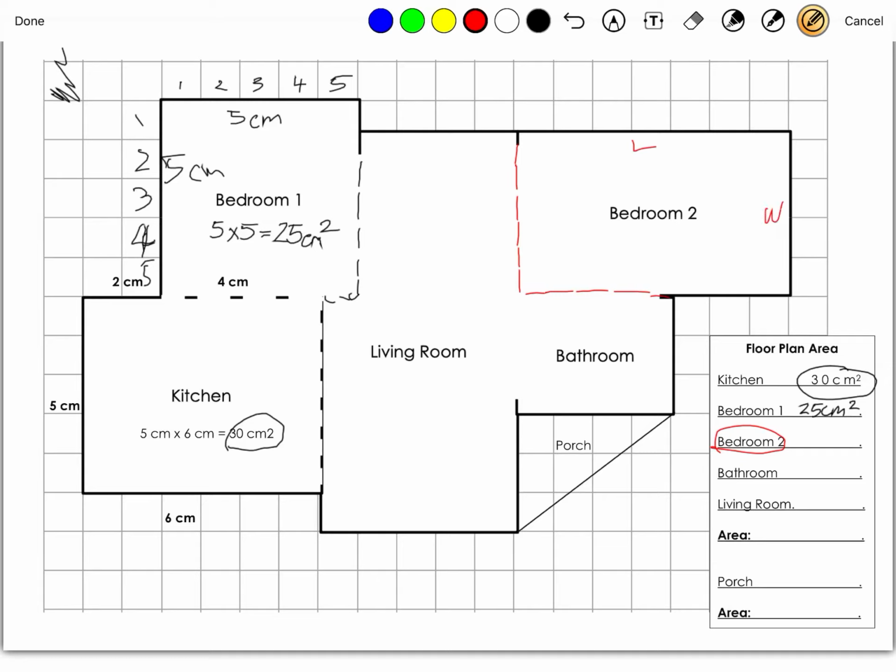Now, I need to find the length and the width. So here's the length and here's the width. The length is 1, 2, 3, 4, 5, 6, 7 long, so 7 centimetres. What's our width? Let's find out. 1, 2, 3, 4. Okay, so that is 4 centimetres. 7 multiplied by 4 equals 28. So that's 28 centimetres squared.